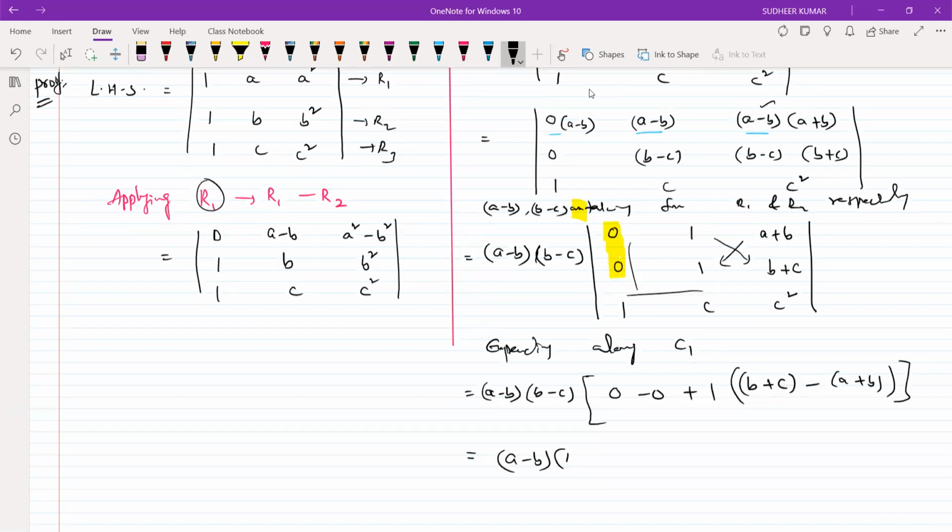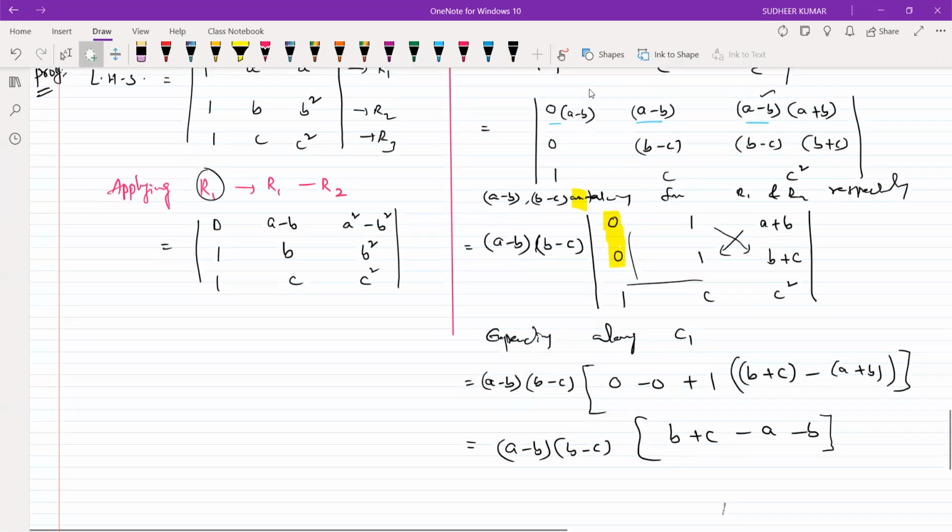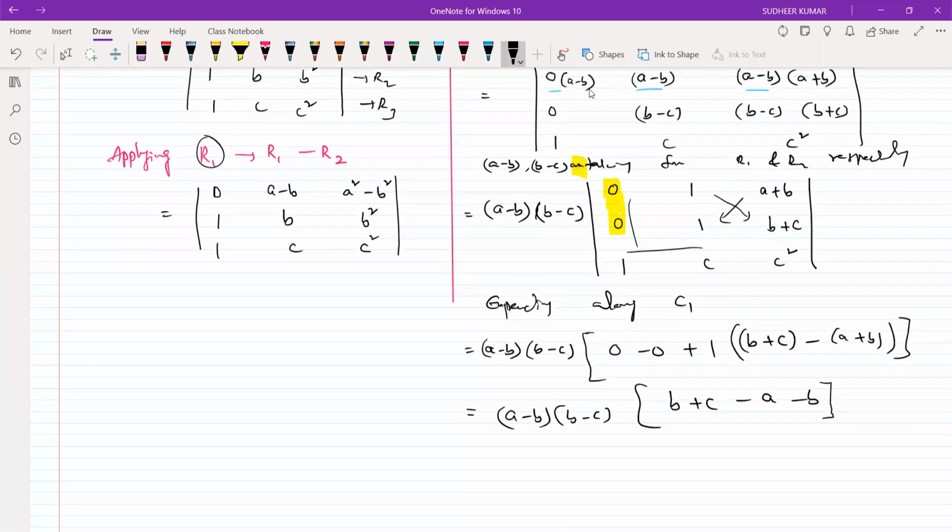So this is A minus B into B minus C. The 0 minus 0 is 0, plus 1 into any value remains the same. So this is B plus C minus, A plus B. Here minus is there. When you open the bracket, do it carefully, because the minus sign changes the whole value. So this is A minus B into B minus C, here minus B, C plus B minus A. Plus B minus B cancel. This is what we have to get, right? That is RHS. Therefore, LHS equal to RHS, hence proved.